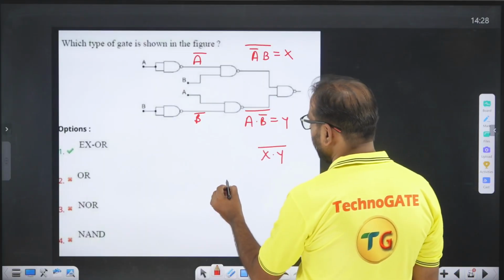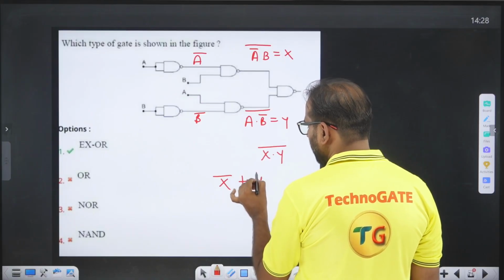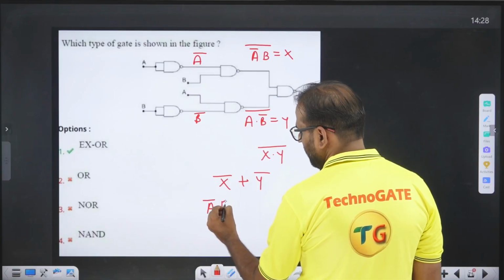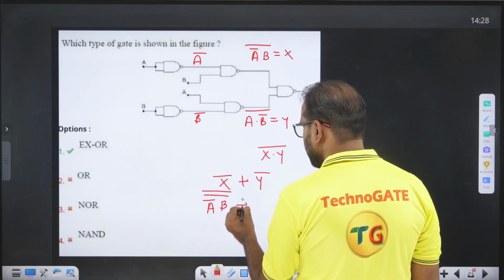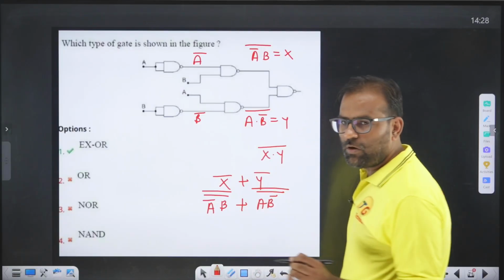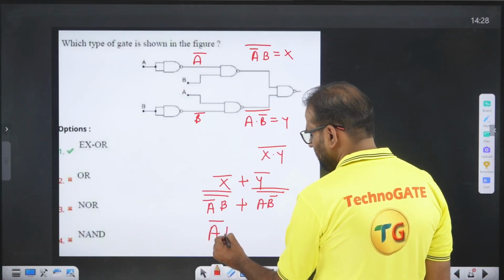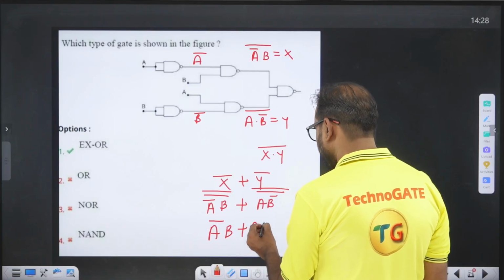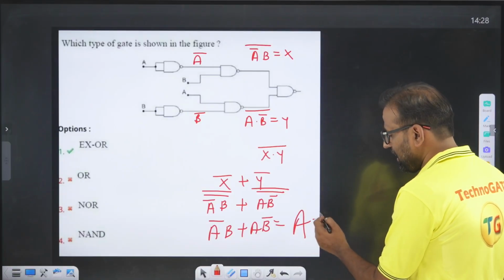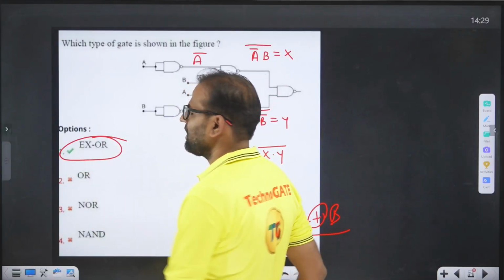And (X dot Y) complement can be written as X complement plus Y complement using De Morgan's law. So this is (A complement B)' complement plus (A B complement)' complement. You know that the double complement of a number is the normal number. So this is A bar B plus A B bar. If A bar B plus A B bar is there, this is nothing but A XOR B. Which gate is it? XOR gate it is.